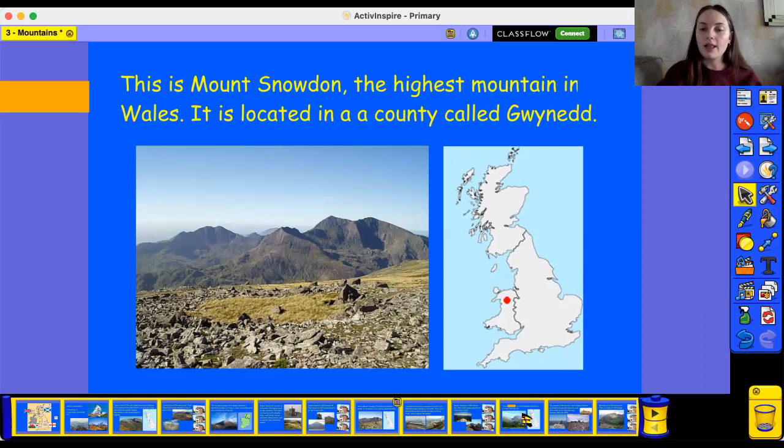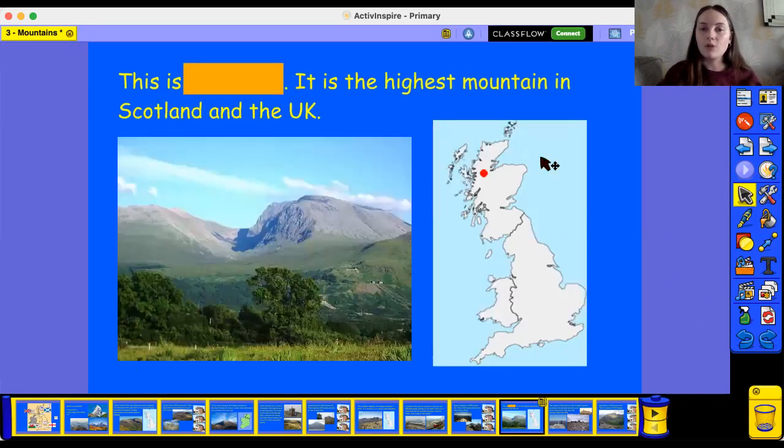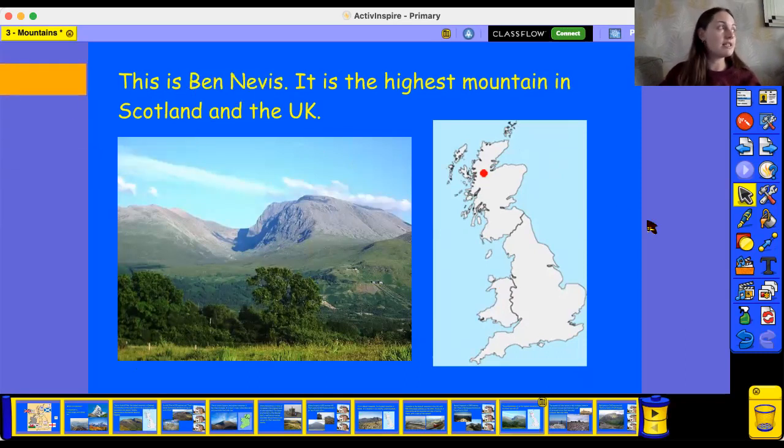Brilliant, well done. And the last mountain. This one is the highest mountain in Scotland and in the UK. What's this mountain called? Tell somebody in the room. Fantastic. The highest mountain in Scotland is called Ben Nevis. Let's practice saying that sentence. The highest mountain in Scotland is Ben Nevis.